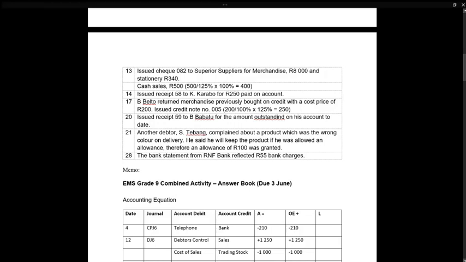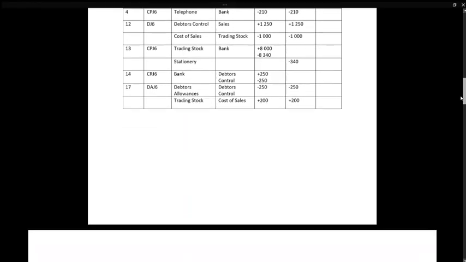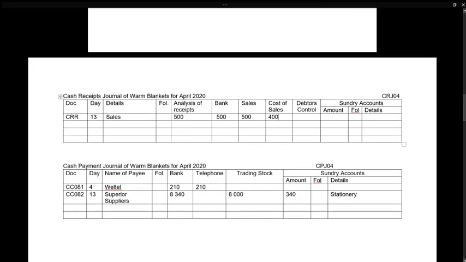Issued receipt 58 to K Karabu for 250 Rand paid on account. Okay, so I'm receiving money from a debtor. Right, so we issued a receipt to this debtor, receipt 58. This took place on the 14th. The details will be the debtor's name, okay.